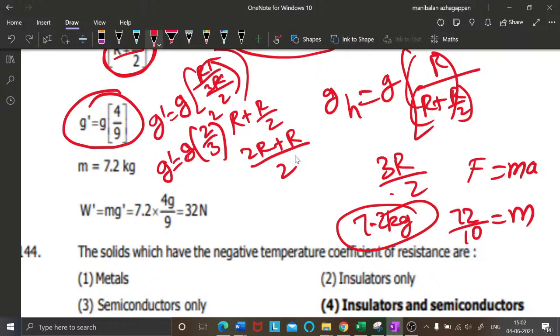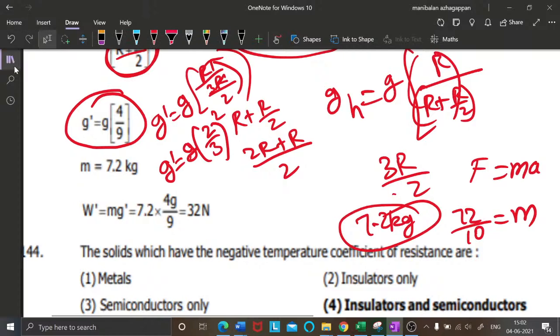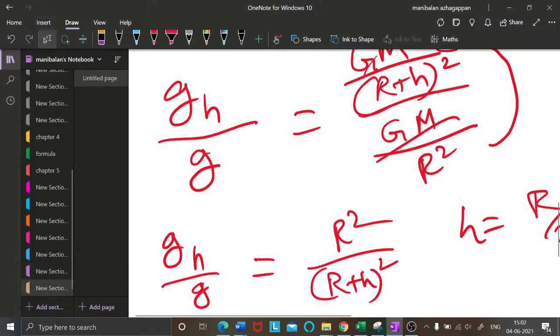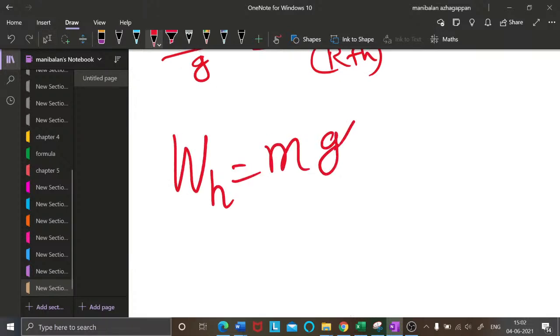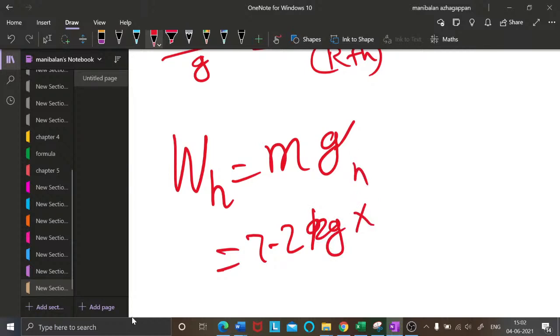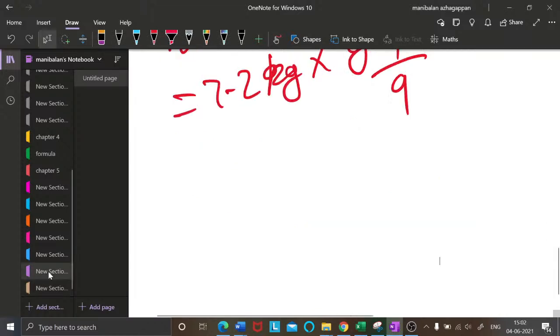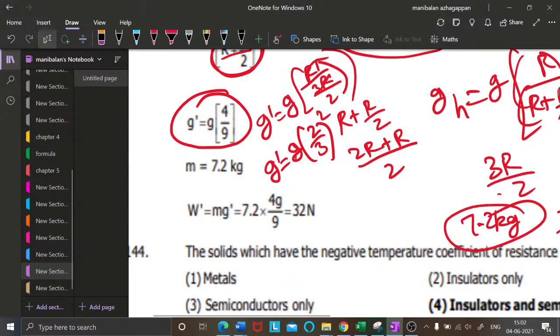So weight on the Earth's surface; I'll take the next page, then we can easily do it. Now weight at some height is equal to m g dash. M is 7.2 kg. Gravity at some height we found now; that's going to be g times 4 divided by 9. What is g? 9.8, approximately we can take it as 10. If you substitute that value, finally we'll get the answer.